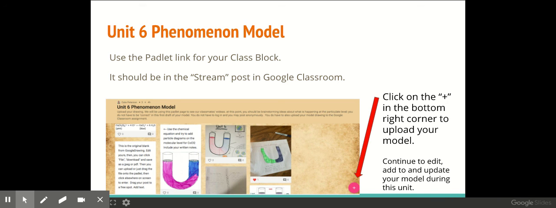Again, you need to upload your model to assignment number 4 in Google Classroom as an individual, but I would like you all to kind of share and brainstorm your thoughts on the Padlet so that we can get as much information as a class collaboratively.